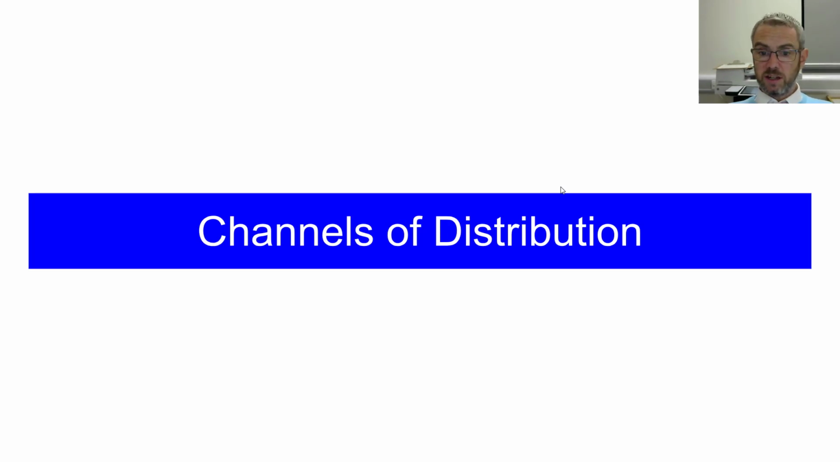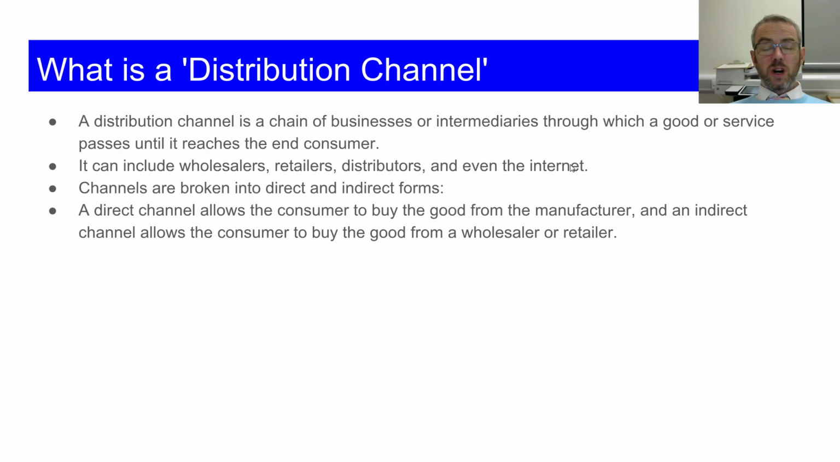That's when people used to go to convenience stores and all your greengrocers, etc. They would go to the wholesaler, and then the wholesaler would receive the goods in from the manufacturer. So what is a distribution channel? It's a chain of businesses or intermediaries through which a good or service passes until it actually reaches the end consumer. Again, it can contain wholesalers, retailers, distributors, and even the internet.